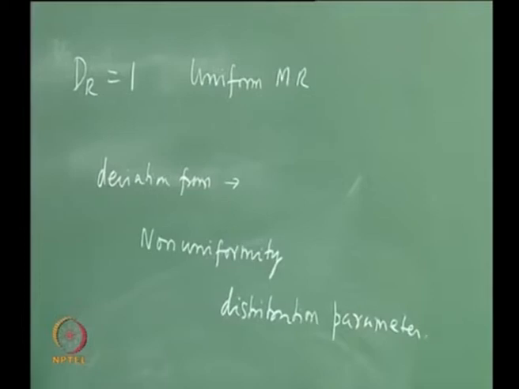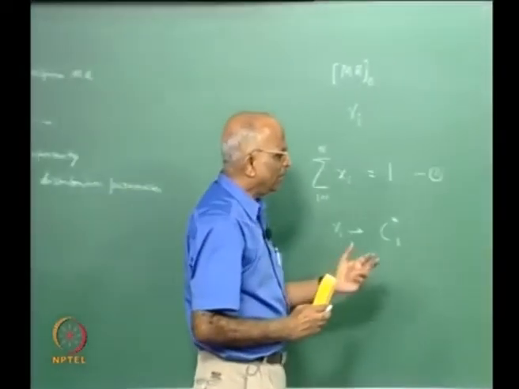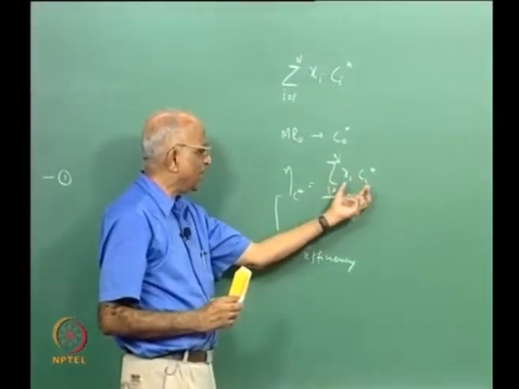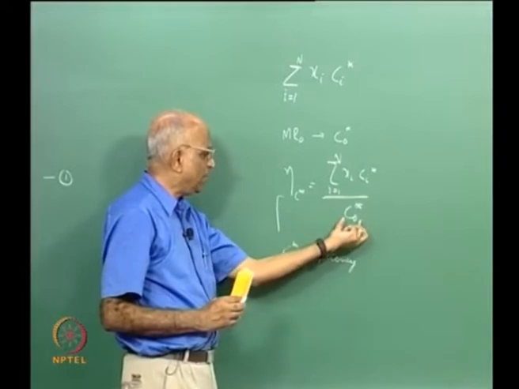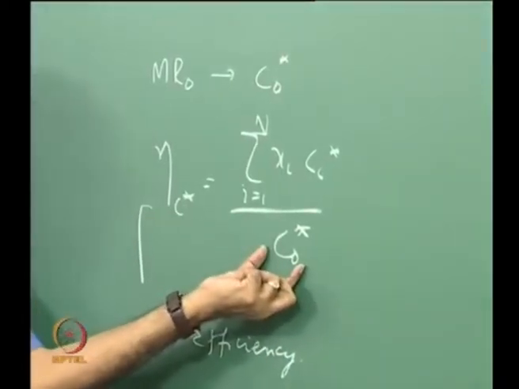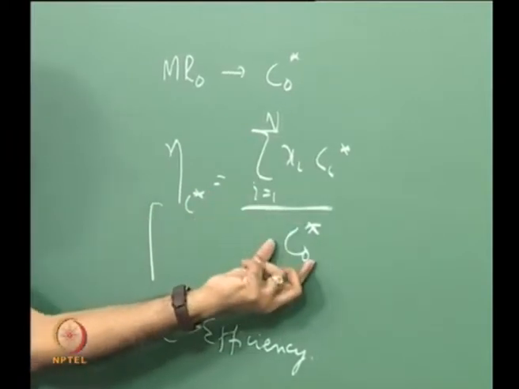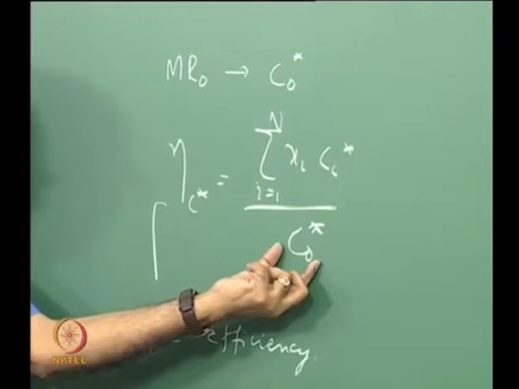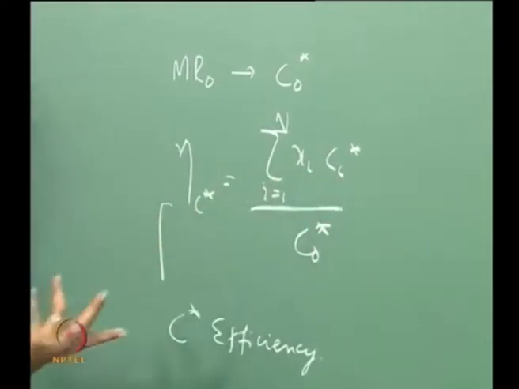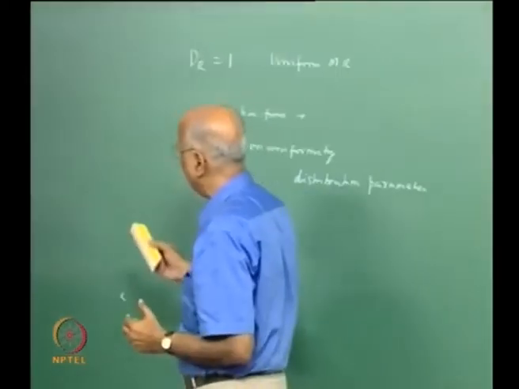Now, I would like to again revisit the problem we had. We told ourselves eta c star is equal to the sum of the xi's into c i star, and this value we expect it to be less than c naught star, and therefore, eta c star will be less than 1. Therefore, there is no way it can be greater unless your mean is something wrong, you have decided the mean for a lower value, and then if you operate this, I could have a higher value, otherwise it is not possible. How does eta c star depend on dr?